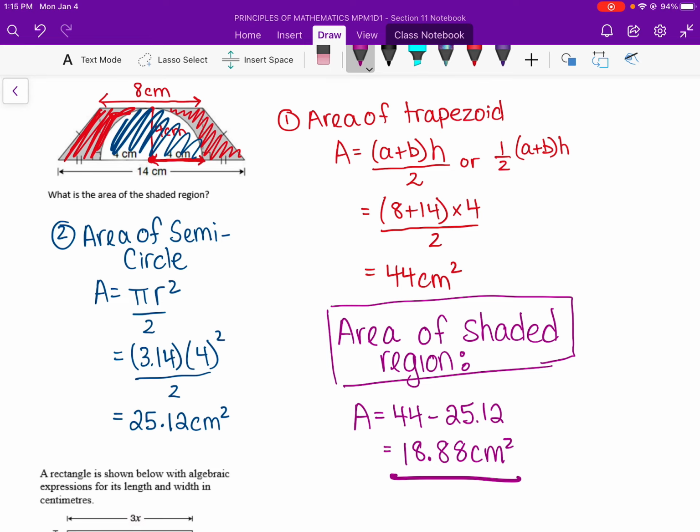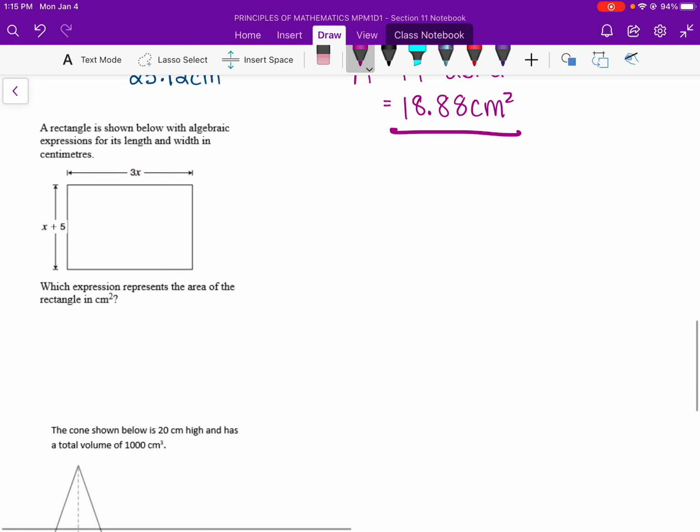Okay, cool. So that's an area question. Okay, this is an algebra question and an area question. So this one says, a rectangle is shown with the algebraic expressions for its length and width. So its length is 3x and its width is x plus 5. Which expression, oh, I took out the multiple choice part of this question, but how would you represent the area of the rectangle? How do you find the area of the rectangle?